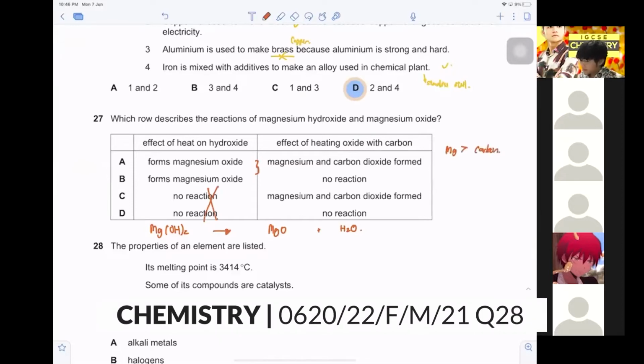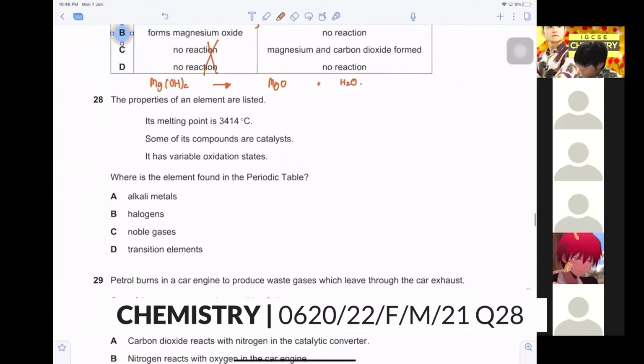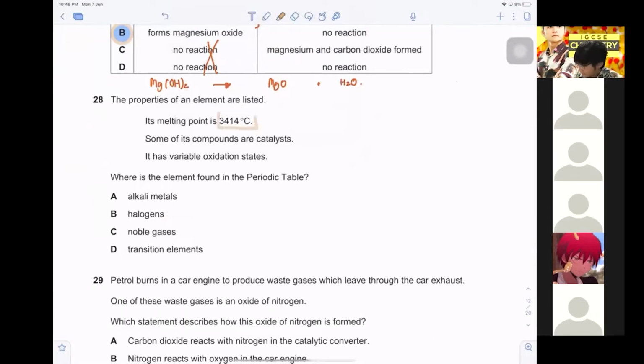Okay, next, properties of an element are listed. Its melting point is 3414. Can you see that it's very high?